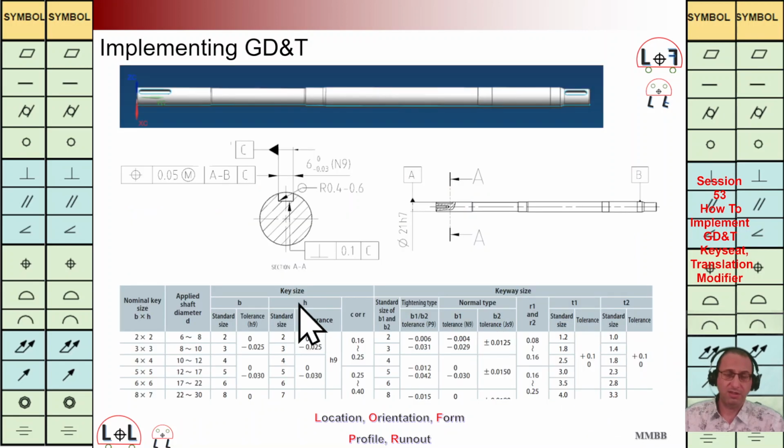Let's see another example here. We are going to have a shaft here. We are going to have two key slots here on the left hand side and on the right hand side.